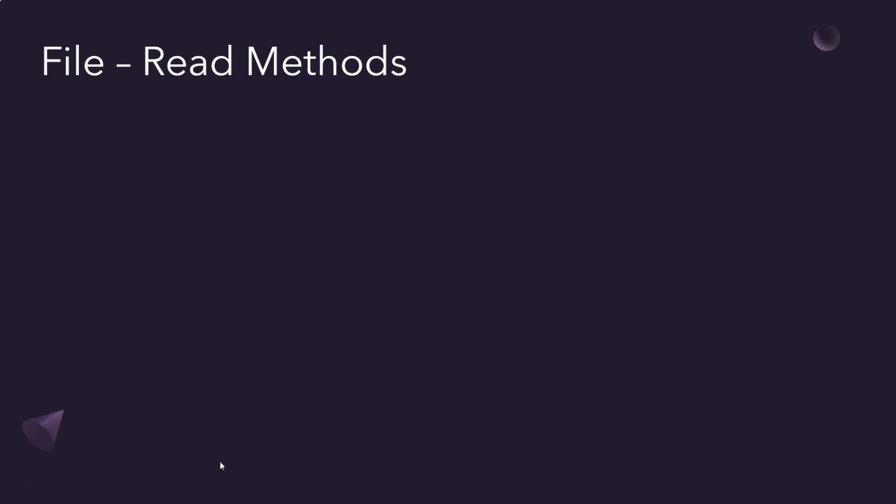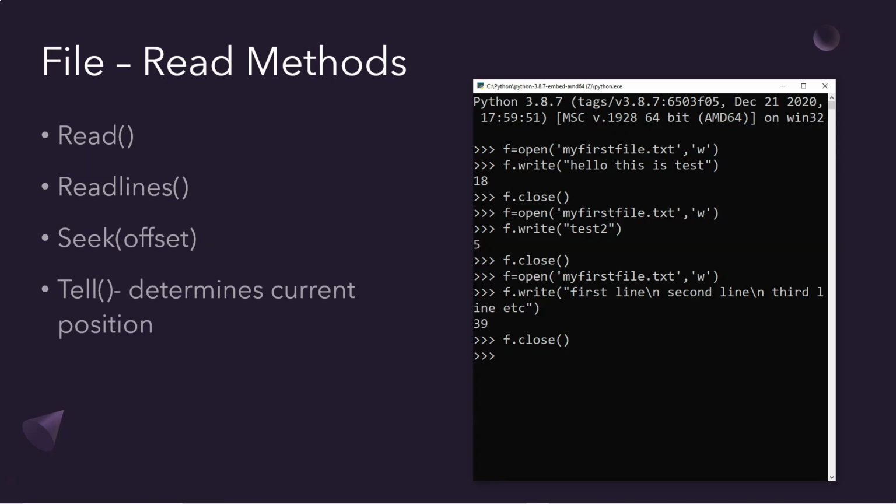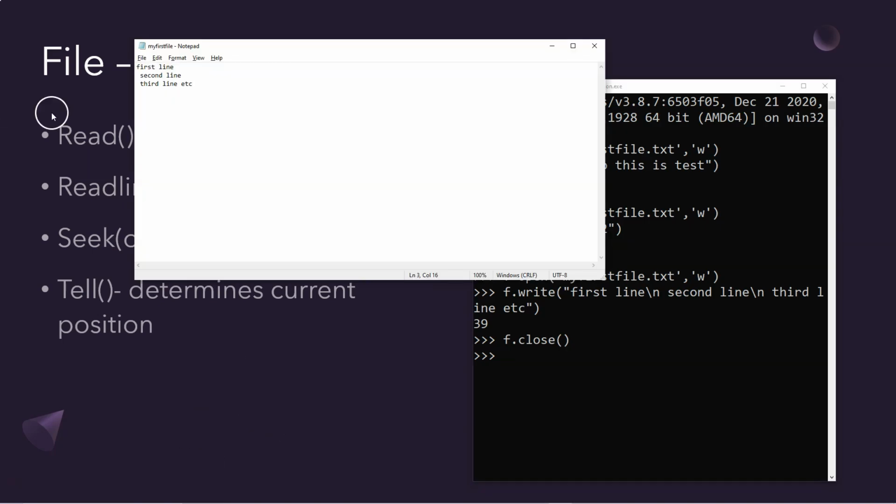Let's look into various read methods. We have the read method to read the entire file. We have readlines to get the lines into a list. And then we have seek and tell, which we are going to show in some examples. We know we have this file saved in the last example. It has 3 lines in it.